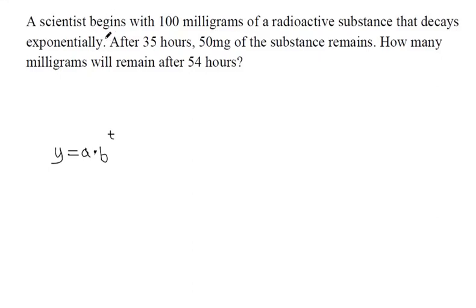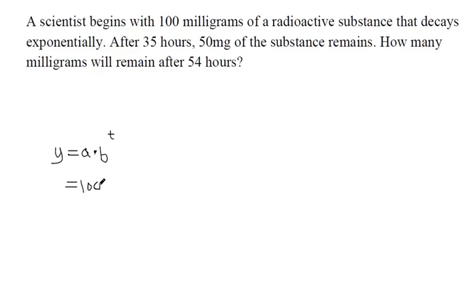So we have radioactive decay. It's decaying exponentially, so we have an exponential equation here: Y equals some starting amount A times some exponential rate B to the power of T, where Y is the amount of milligrams we have after T time period. So they begin with 100, so we can plug that in for A. 100 is the starting amount.